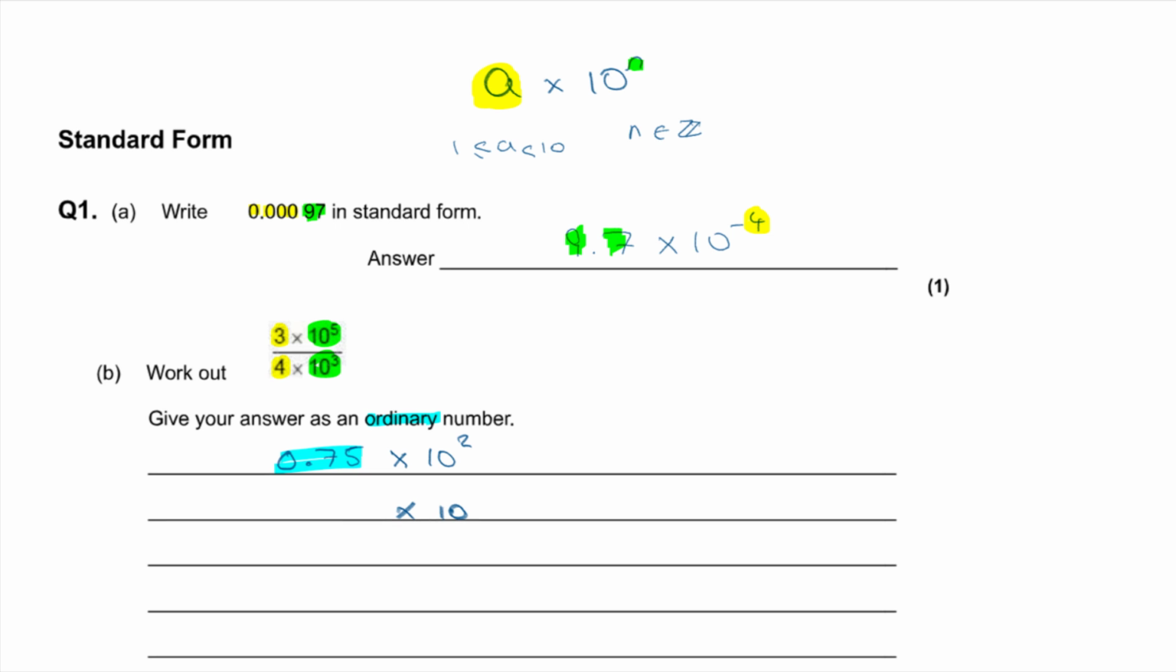So 10 squared is 100, isn't it? So 0.75 times 100, what's that then? 0.75 times 100, that is 75. So that's my final answer.